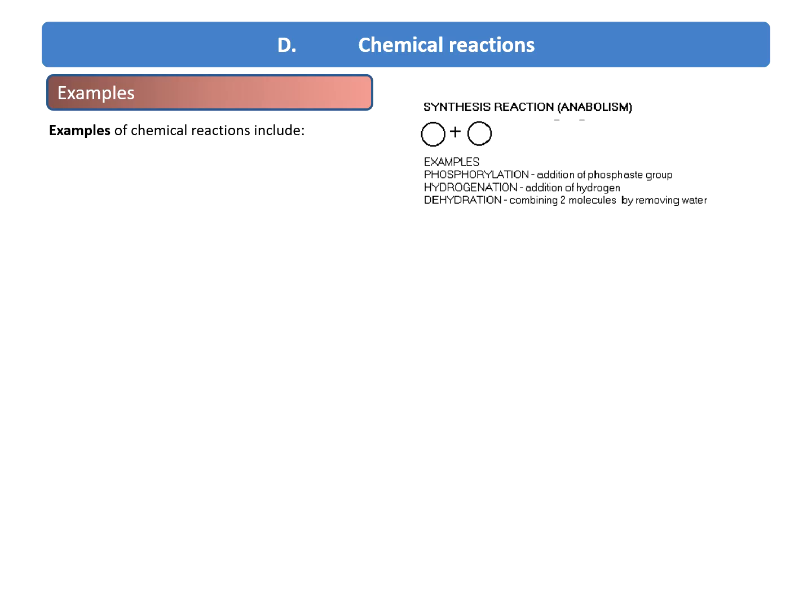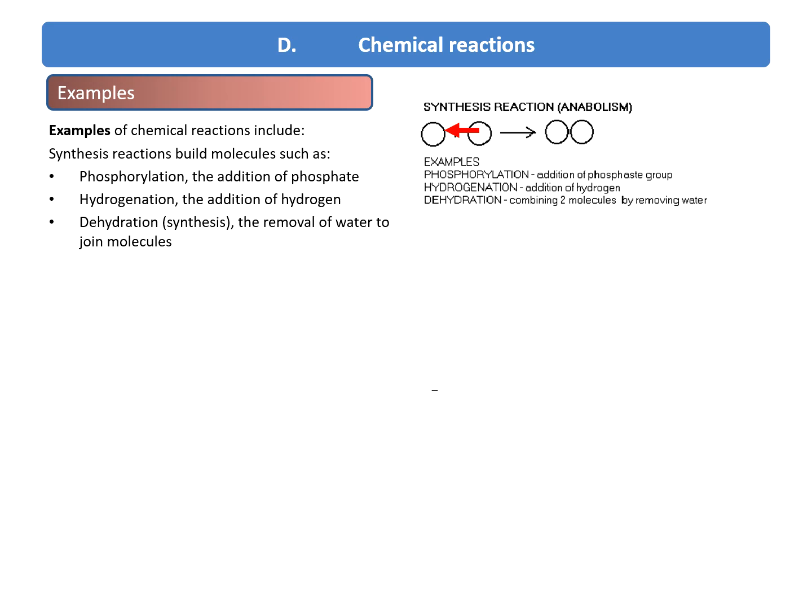Examples of chemical reactions include synthesis reactions, in which one molecule binds to another to make a bigger molecule. Phosphorylation is one type, the addition of phosphate. Hydrogenation, the addition of hydrogen. And dehydration, the removal of water to join molecules.